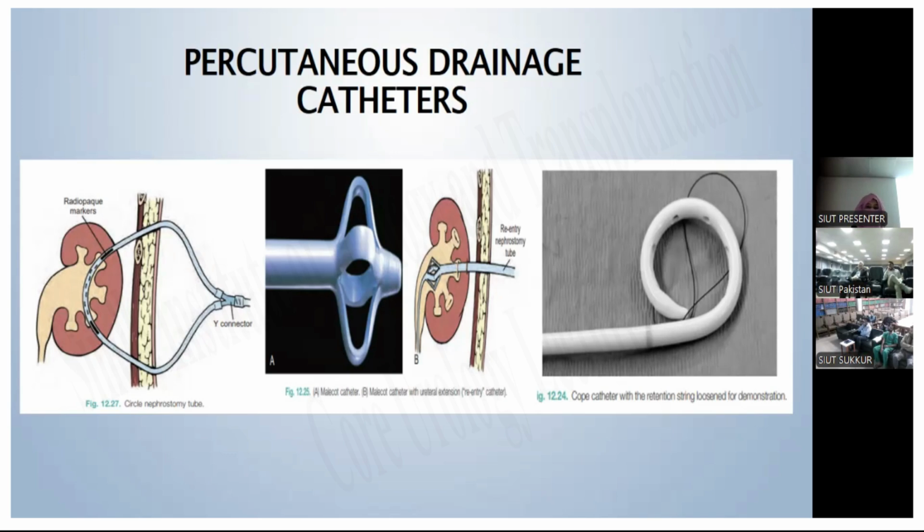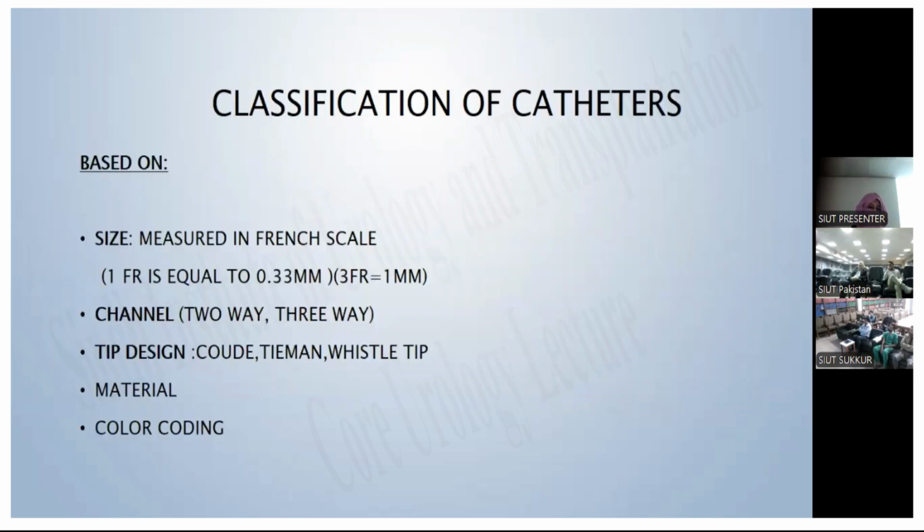For Cope's catheter, you are supposed to pull it a little and cut the thread, and then it can come out easily, like a regular catheter.